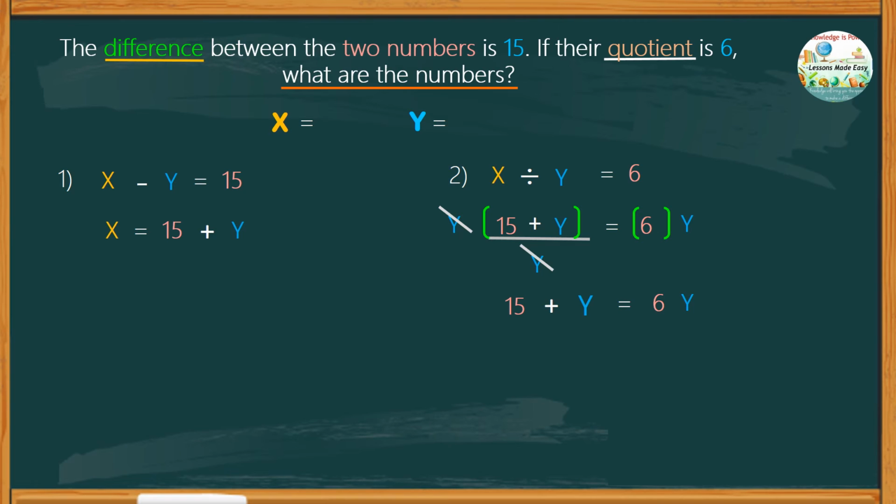Move y to the other side of the equation. Now we have 15 equals 6y. Plus y will become minus y. When there is no coefficient before a variable, it is understood to have 1. This can be simplified as 15 equals 5y.